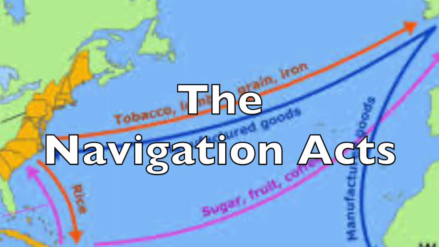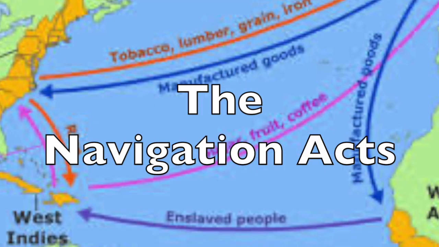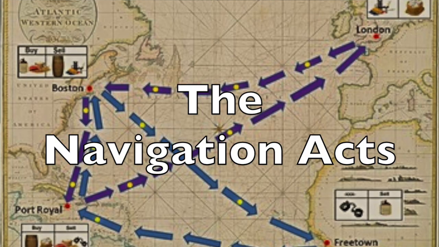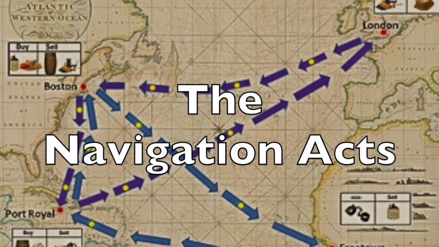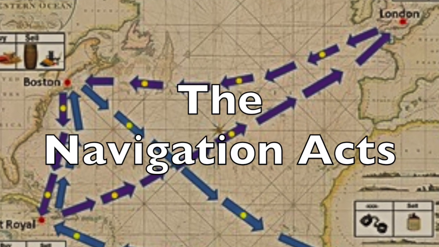So whenever you think of the Navigation Acts, think of them as England's way of keeping its empire profitable, and the colonies' first taste of the kind of control they would later reject, leading to the American Revolution.